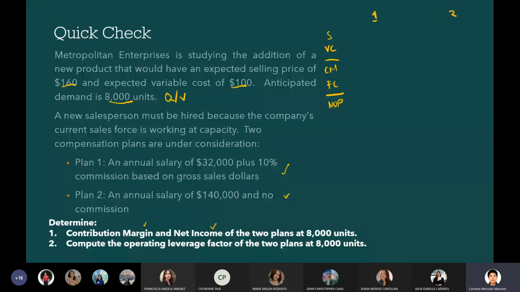Magtatawag tayo para sa sagot. Simulan nyo na magsagot. Hinihingi pa lang natin ngayon ay CM at saka net income.